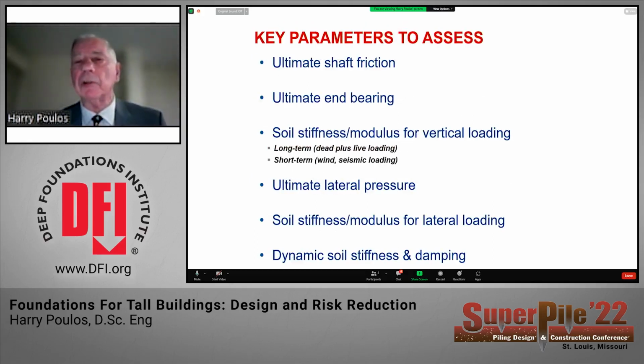The key parameters that we need to assess are the ultimate shaft friction, the ultimate end bearing, the soil stiffness or modulus for vertical loading. And again, we have to recognize that we have different modulus values for long-term loading, which generally involves dead plus live loading, so sustained loading, and short-term modulus values where we have wind and seismic loading. And because of that short-term nature, the stiffness of the ground in that circumstance tends to be greater than for the long term. Then in terms of lateral response, we need to estimate ultimate lateral pressure and the soil stiffness and modulus for lateral loading. And finally, the dynamic soil stiffness and damping.